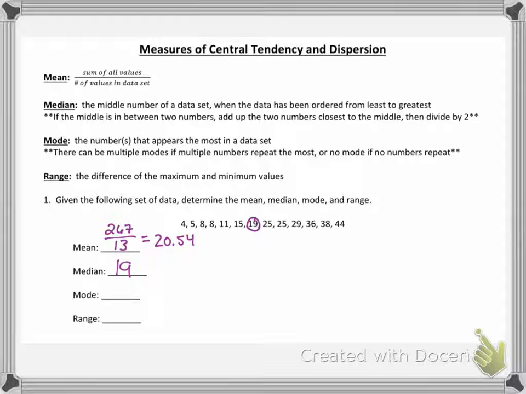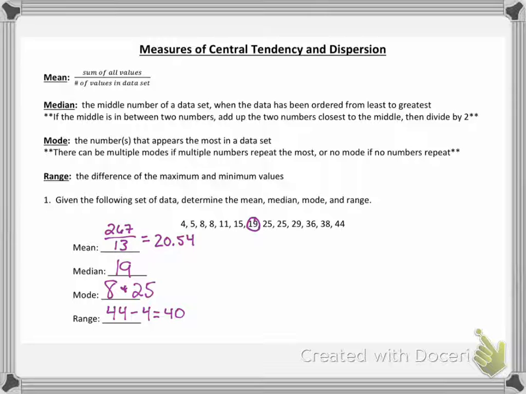The mode would be the value or values that repeat the most. I see the 8s, I see 2 of them, and I see 2 25s. Since both of them tie for repeating the most, they're both my modes. So I would say the mode is 8 and 25. My range, again, it's the maximum minus the minimum. The maximum value is 44. The minimum value is 4. So all I'm going to do, 44 minus 4, my range is 40.